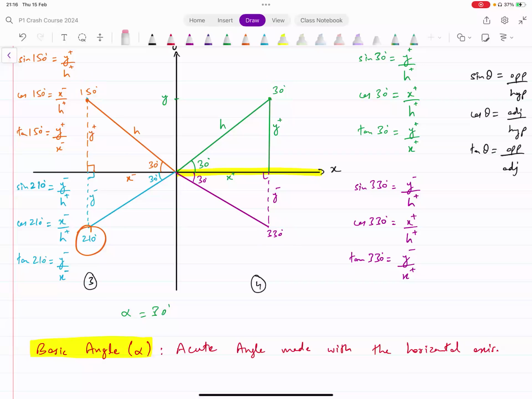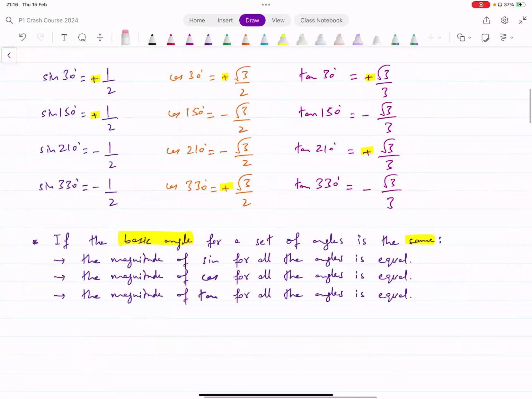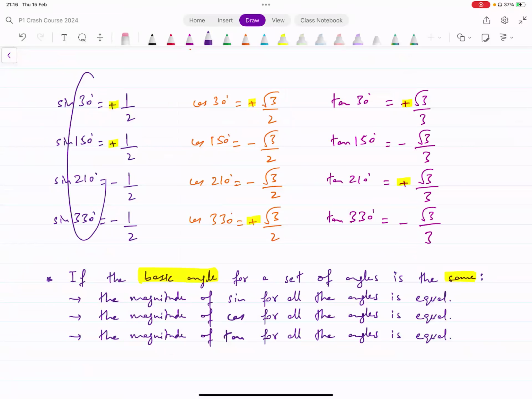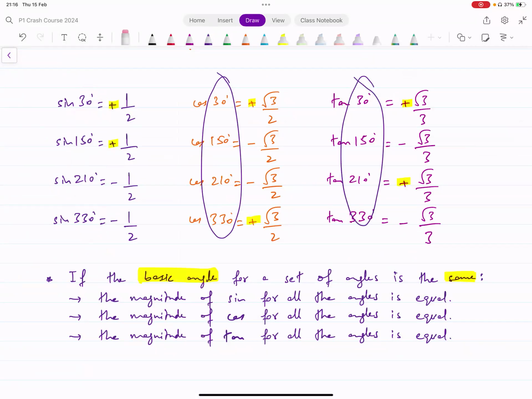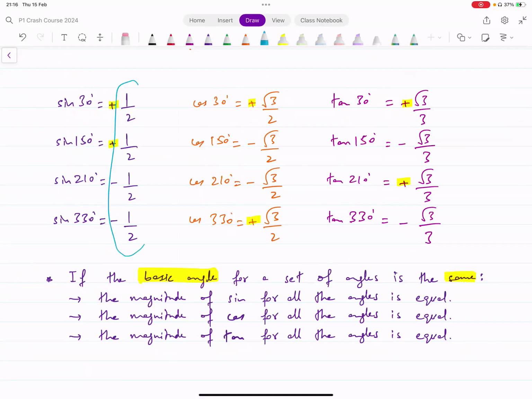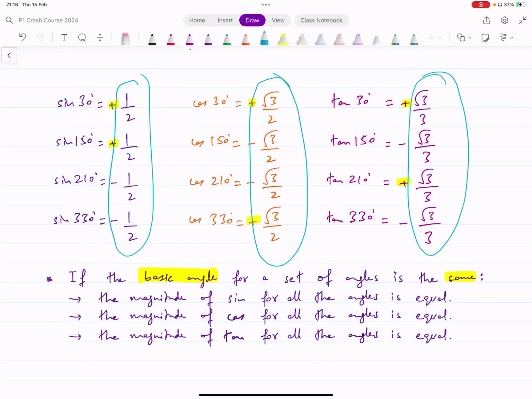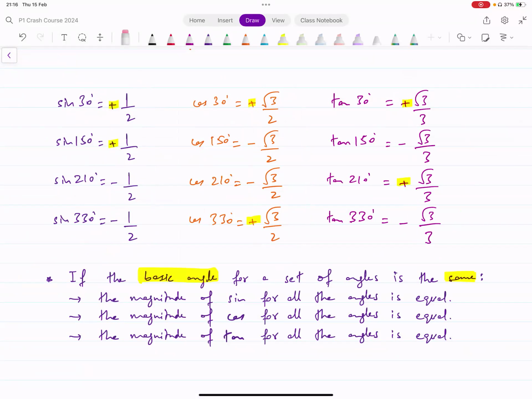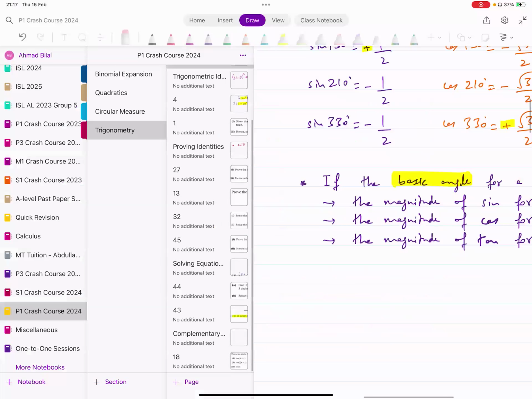Now, when we found sine of all of these angles, cos of all of these angles, tan of all of these angles, you see, the values of sine turn out to be the same. They're all 1/2. Cos turns out to be the same, root 3/2. Tan is also the same, root 3/3. The only difference is some are positive and the others are negative. If the basic angle is the same, the magnitude of sine is the same, cos is the same, tan is the same. Okay. Now keep that in mind.